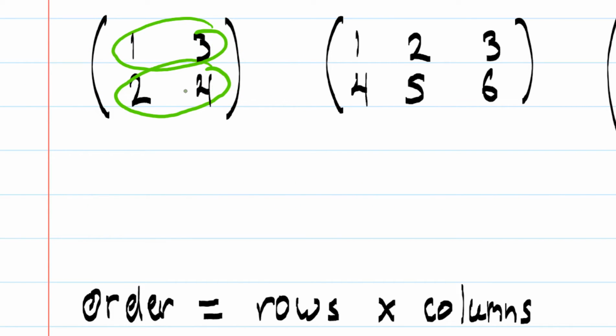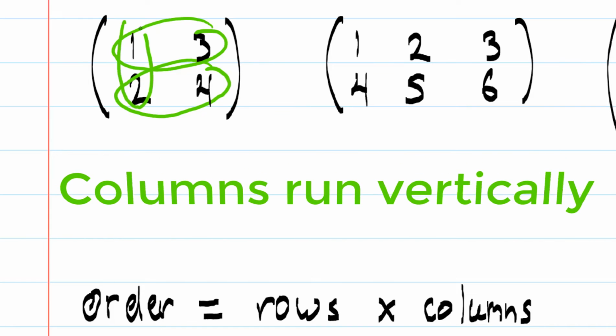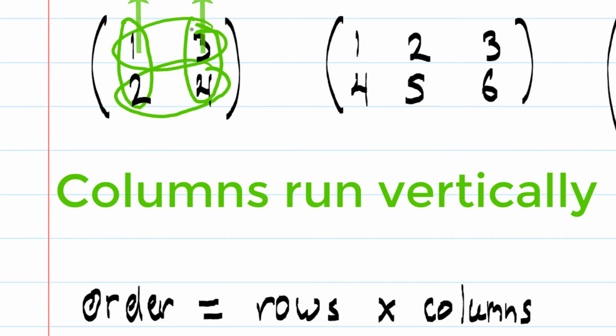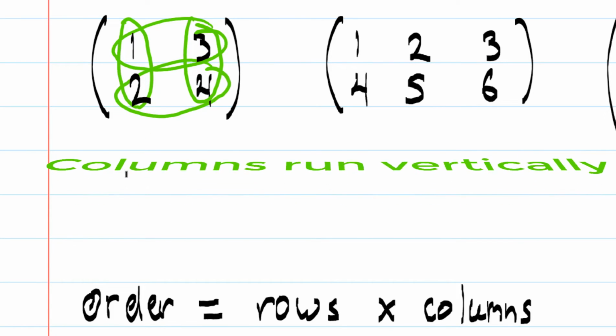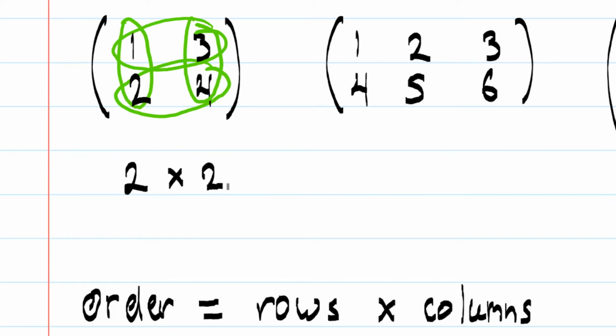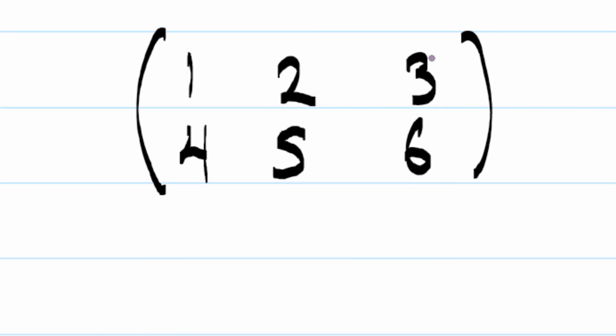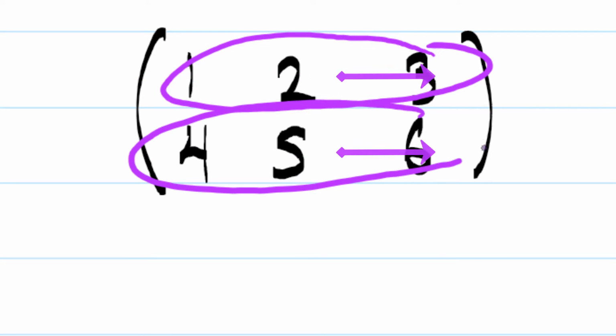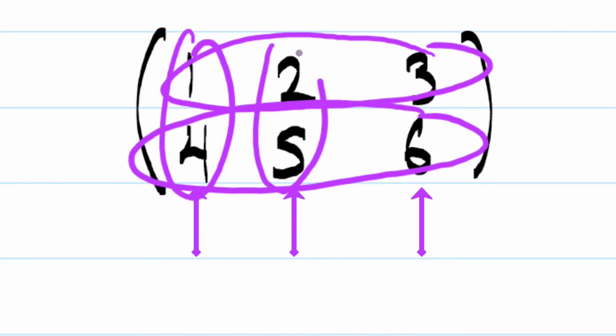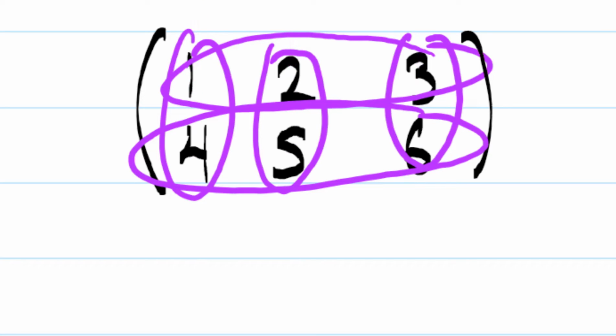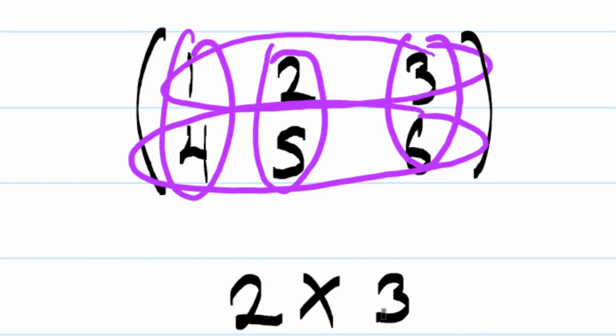In this first matrix, I have 2 rows. Columns are lines of numbers that run vertically. In that first matrix, I have 2 rows and I have 2 columns, so it's referred to as a 2 by 2 matrix. In this second matrix, I have 2 lines of numbers that run horizontally, and I have 3 lines of numbers that run vertically, which means that's a 2 by 3 matrix.